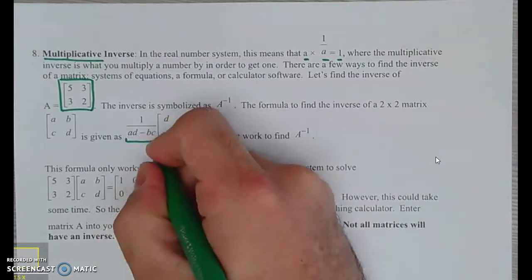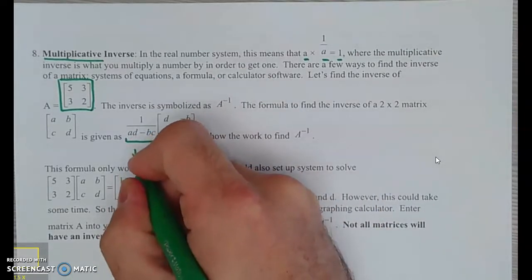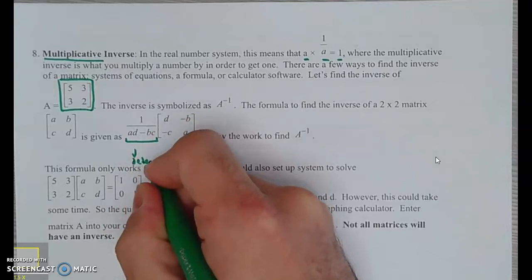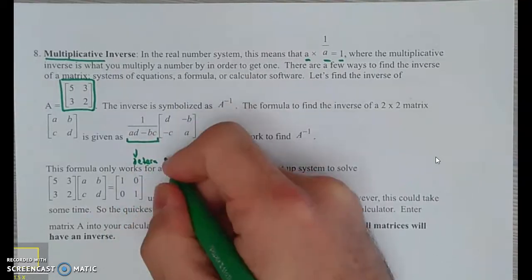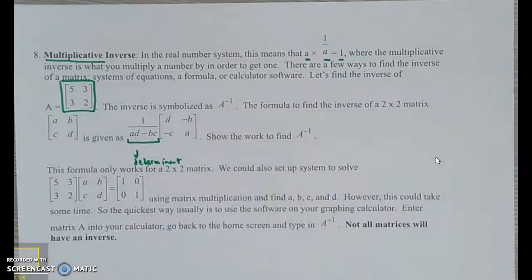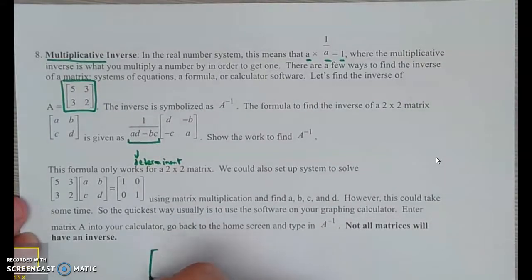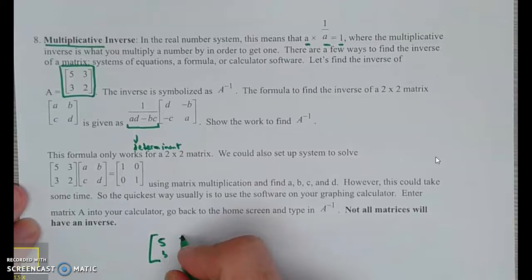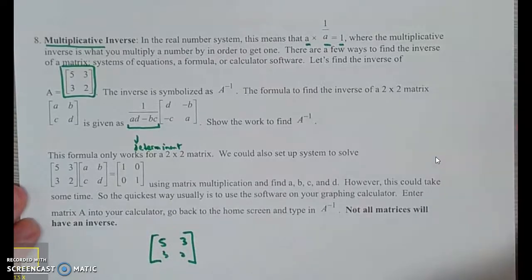Now, there's a way that we can use by hand to come up with it, and it requires something that you might see in future math classes called determinants. Finding the determinant of a matrix allows us the chance to find that inverse. But there's a way that we can do this on our calculator. So let's point to this matrix of 5, 3, 3, 2, and let's try to find out what that inverse is.